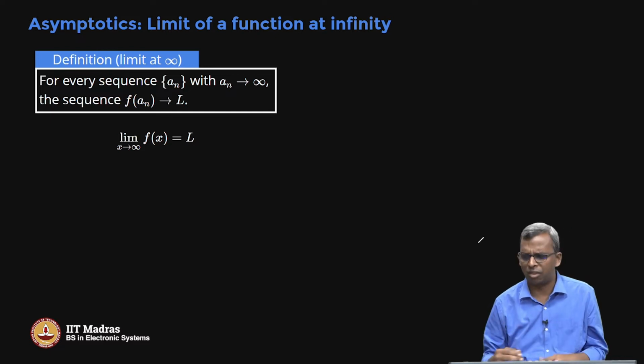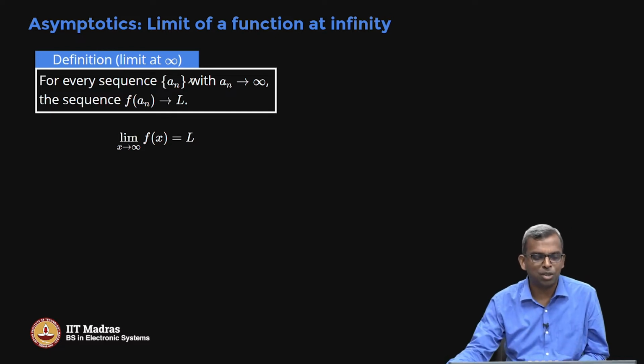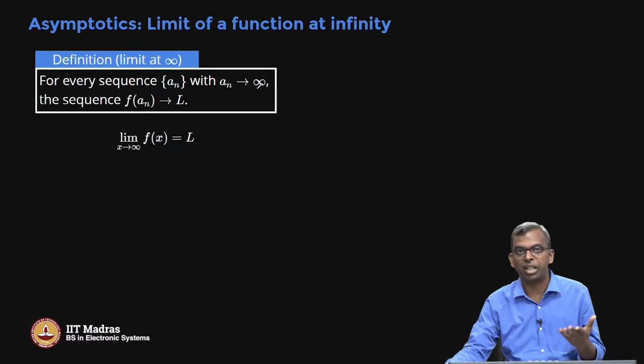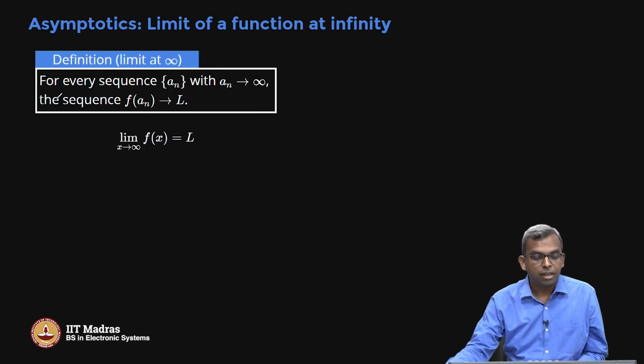Okay, what is this definition? It's again very simple. We'll again use the same old definition of a limit. What is the limit at infinity of a function? For every sequence an with an tending to infinity, you've been looking at this an diverging off to infinity, right? It's growing unbounded to infinity. The sequence f of an should converge to some L. If that happens, then we use this notation saying limit as x tends to infinity of f of x equals L.